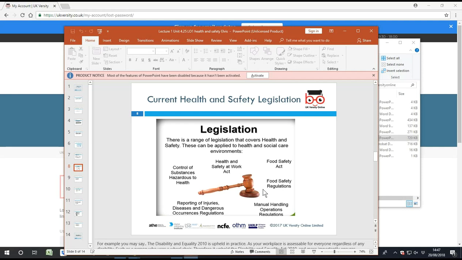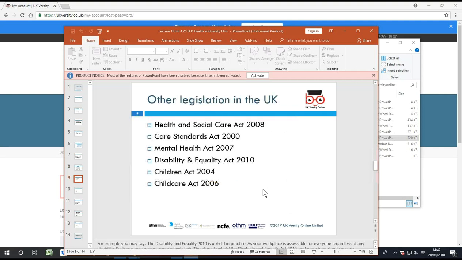So this legislation was laid down to guide employers on how best staff and resident health will be protected. And this is quite crucial in the health and social care sector. The next slide looks at other legislations apart from the key ones that I've just mentioned.